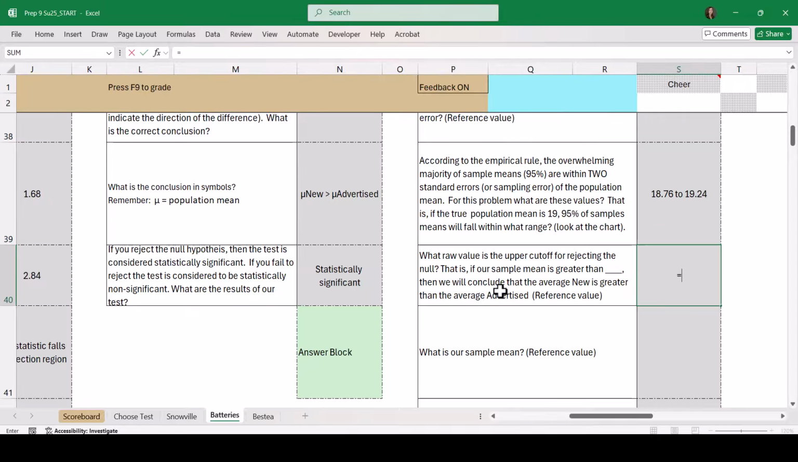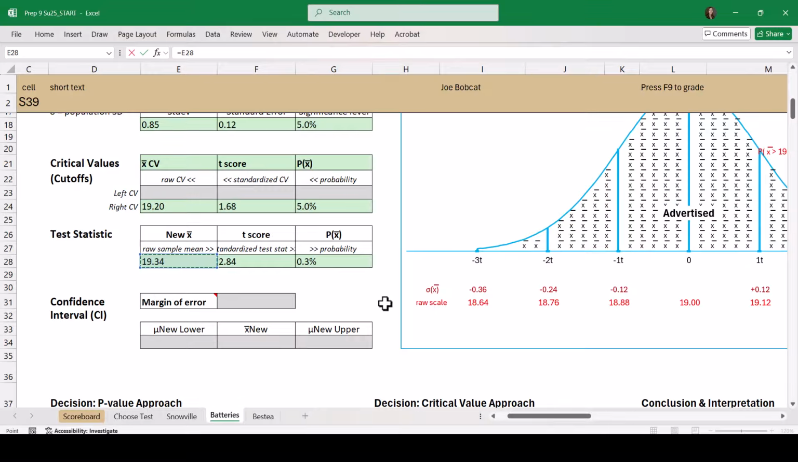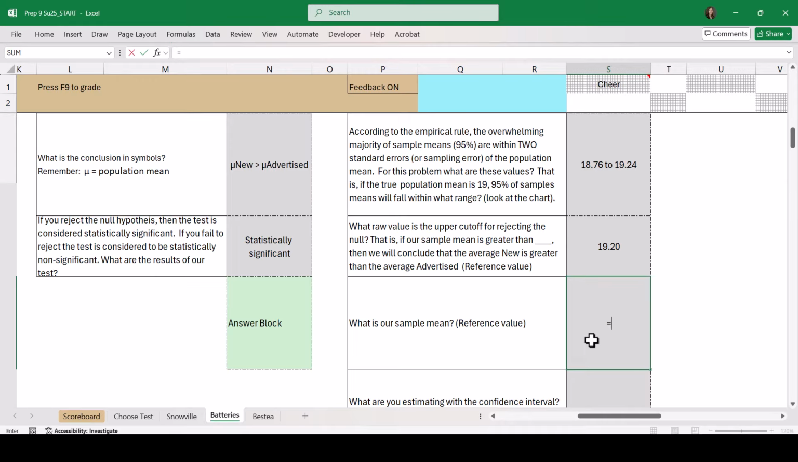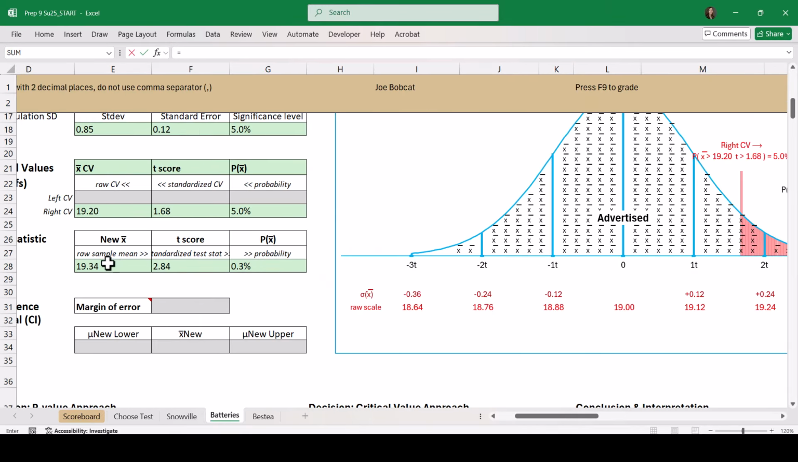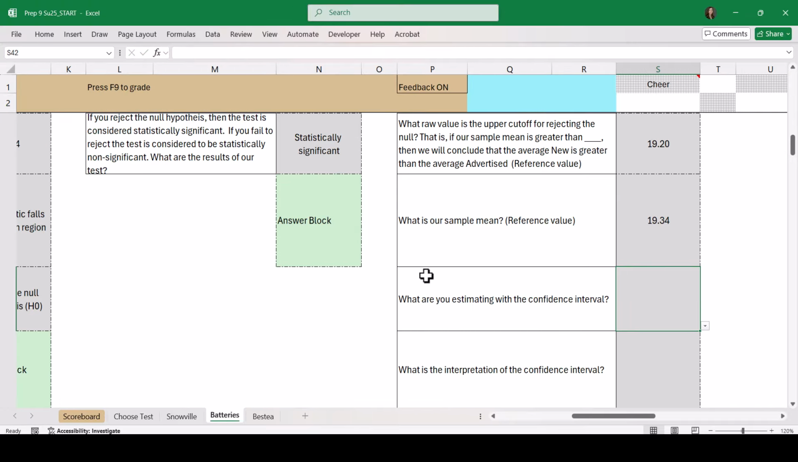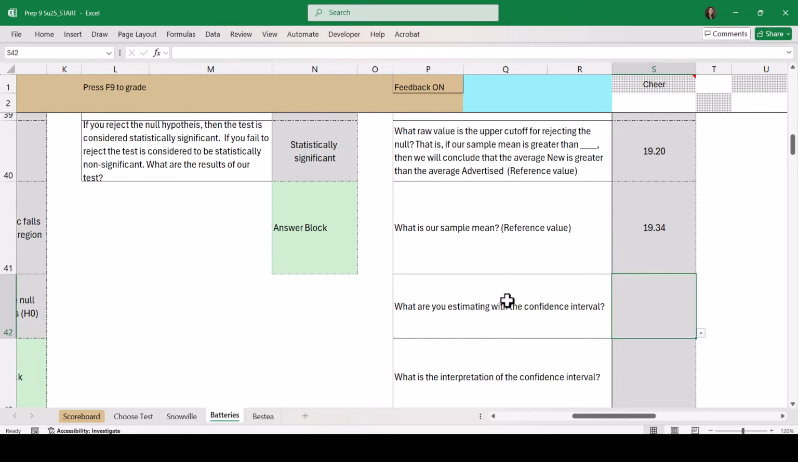All right, what was our raw cutoff? The raw cutoff was 19.2. Our sample mean was 19.34. This is greater than that raw cutoff, so that's why we concluded that the batteries do last longer.